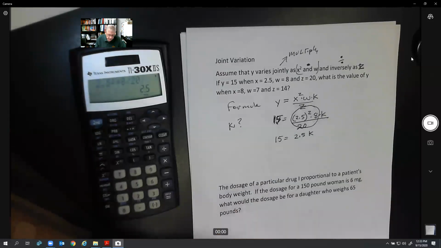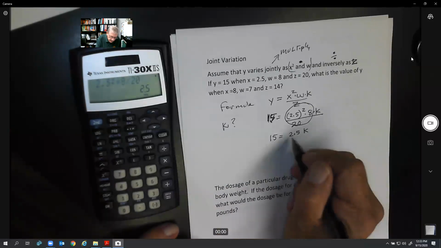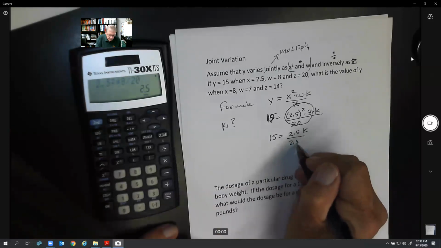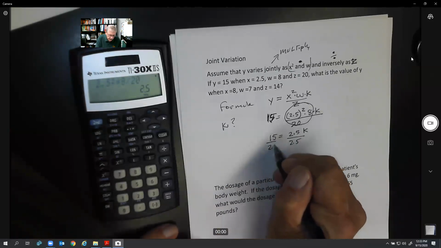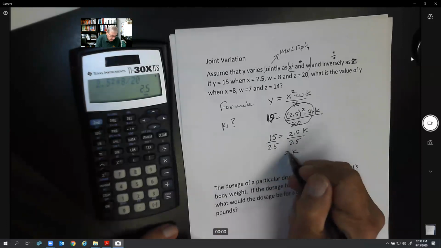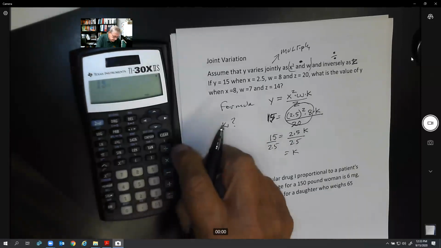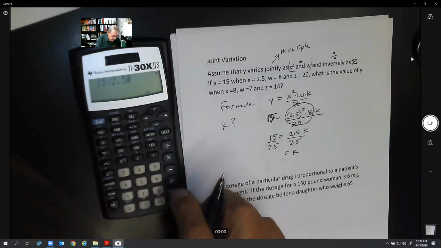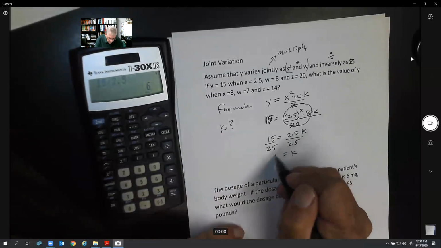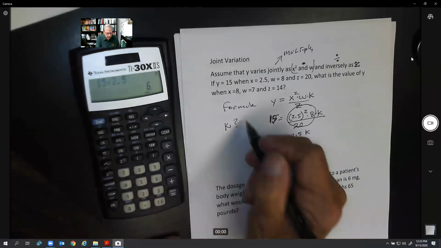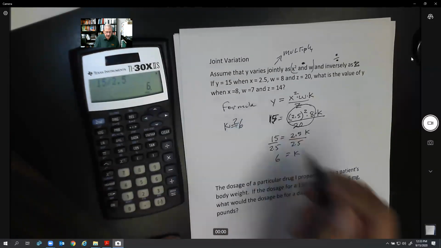15 equals. And now we're going to divide 15 by 2.5 to find K. Six. A lot of work. But now we know K is 6. See?